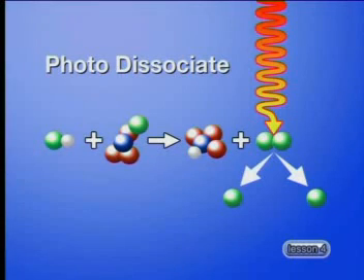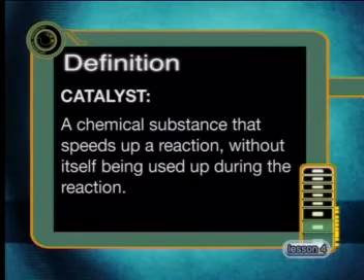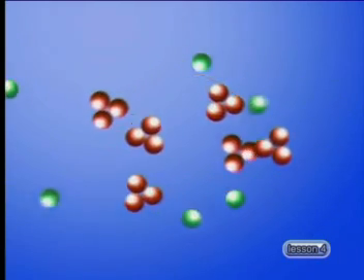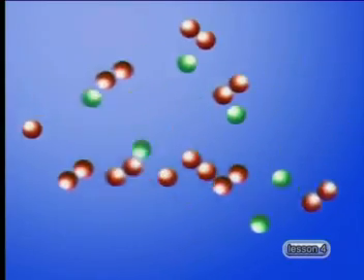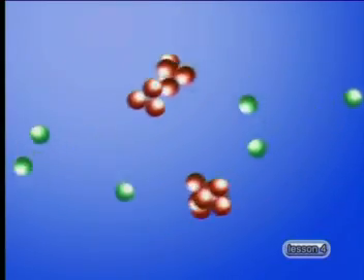Chlorine molecules can photodissociate easily. We have mentioned this term before when we looked at how oxygen formed in the Earth's second atmosphere. It means that they are split into their atoms by the sunlight. The problem is chlorine atoms act as a catalyst in a cycle that destroys ozone molecules. Remember, a catalyst is a chemical substance that speeds up a reaction without itself being used up during the reaction. In other words, one chlorine atom is able to speed up the destruction of many ozone molecules.